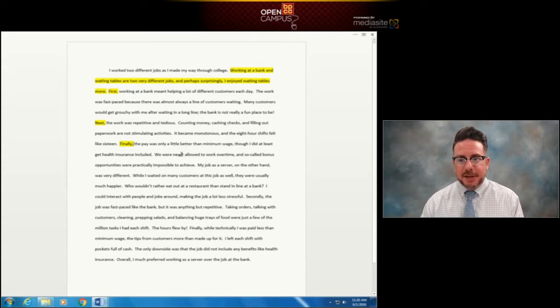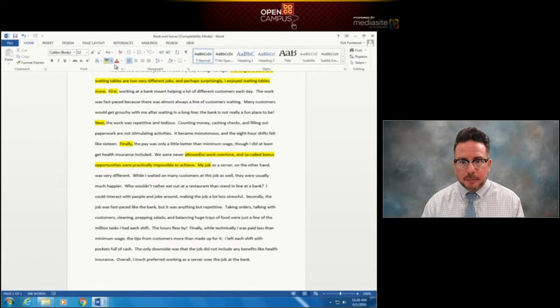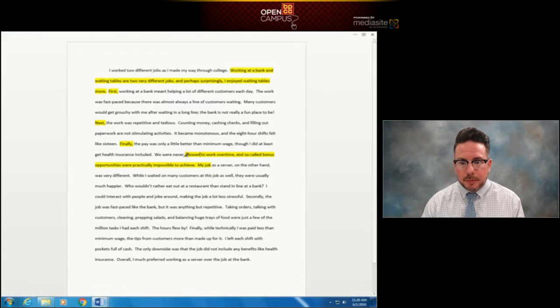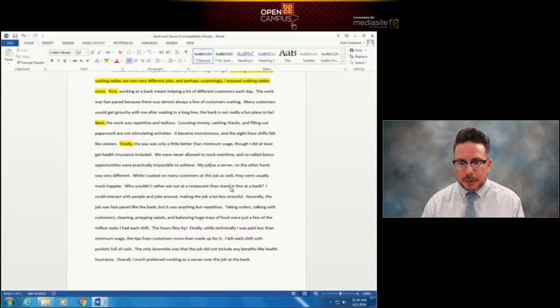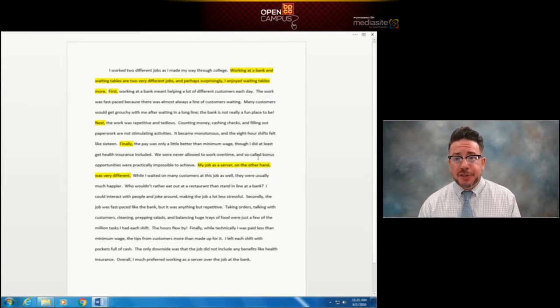Now we have a sentence here that moves us from talking about the bank to working at the restaurant. My job as a server, on the other hand, was very different. That phrase, on the other hand, tells the reader that we're switching from topic A to topic B.